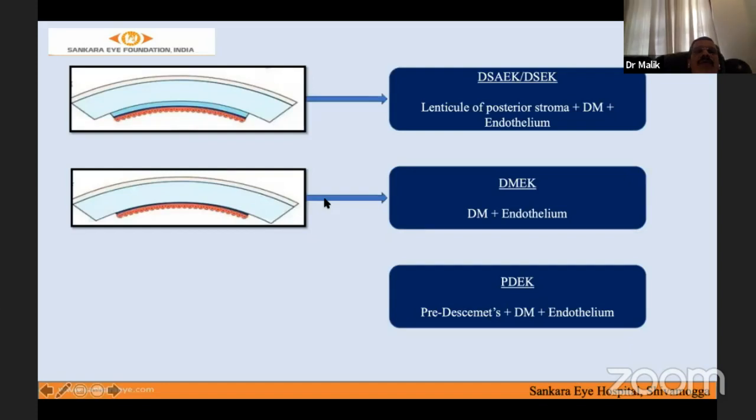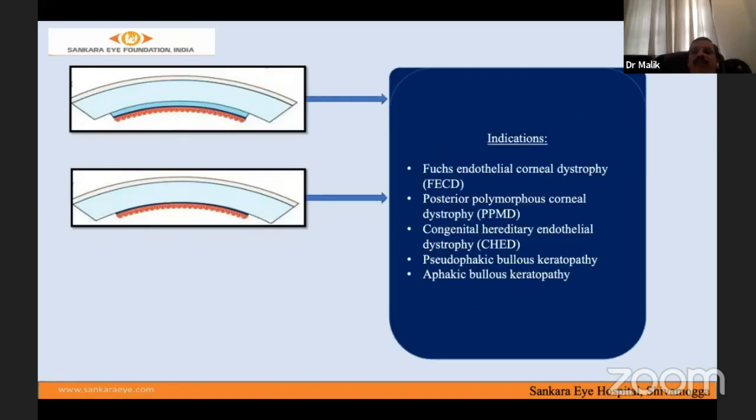If you see posterior lamellar keratoplasty, they can be DSEK or DSAEK, where the lenticule of the posterior stroma, Descemet membrane, and endothelium is transplanted. In DMEK, only the Descemet membrane and endothelium is transplanted. In PDEK, the pre-Descemet membrane, also known as Dua's layer, Descemet membrane and endothelium is transplanted. Indications for posterior lamellar keratoplasty would be Fuchs endothelial corneal dystrophy, posterior polymorphous corneal dystrophy, congenital hereditary endothelial dystrophy, pseudophakic bullous keratopathy, and aphakic bullous keratopathy.